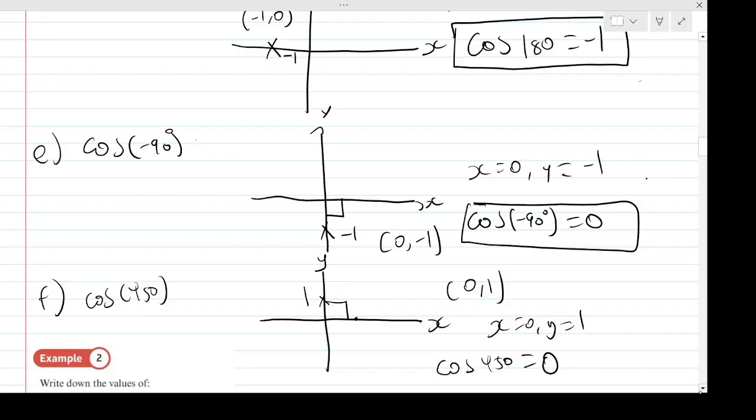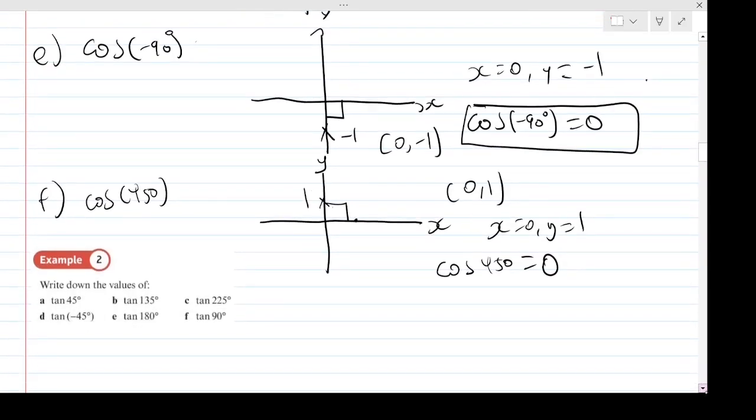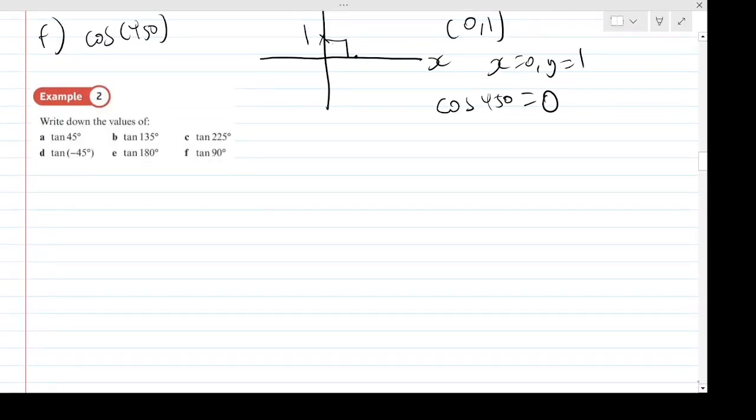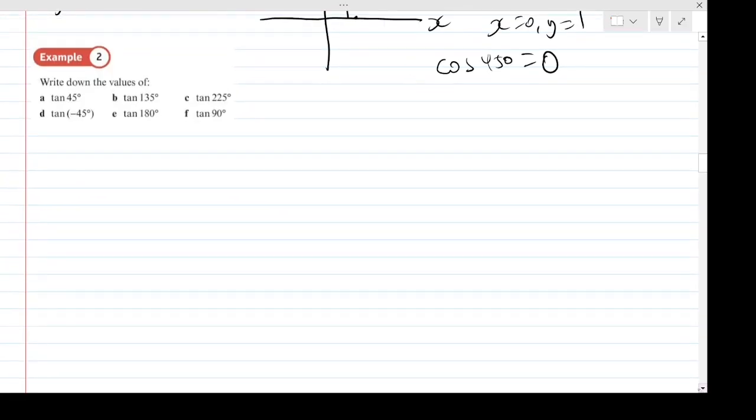But yeah, okay. So let's have a look at this question then. So now it's talking about tan. Now we discussed how we can get sine and cos, but let's go back to our diagram then.